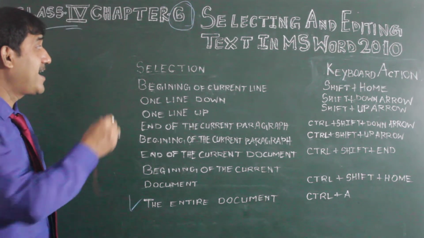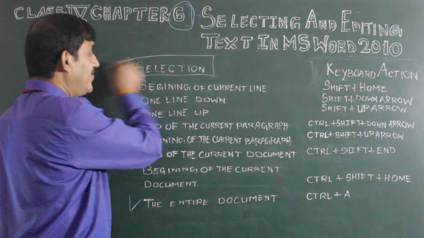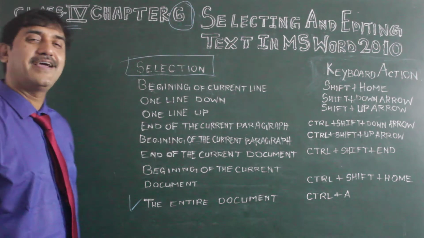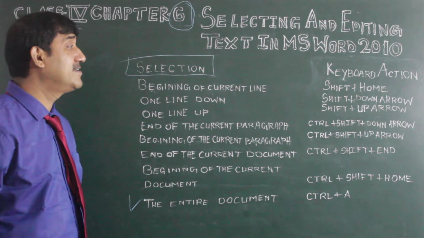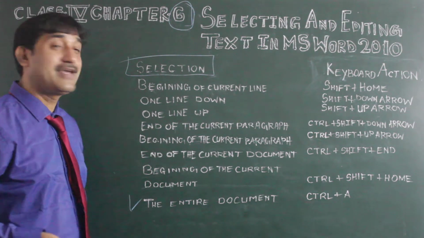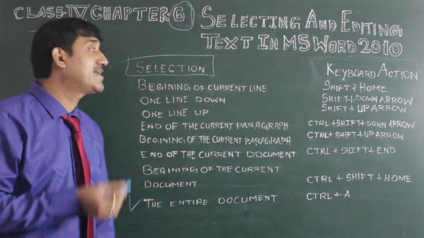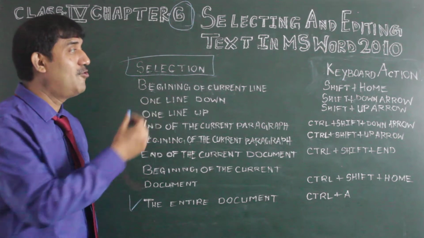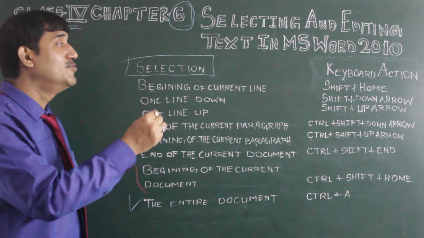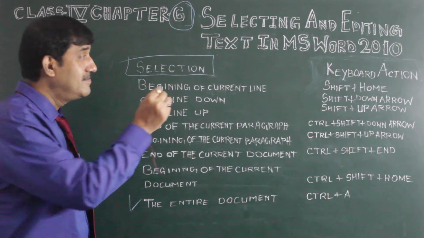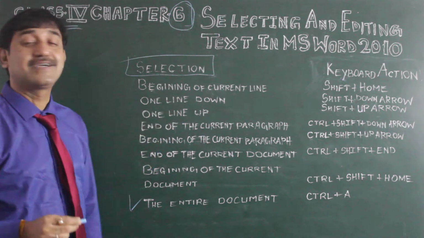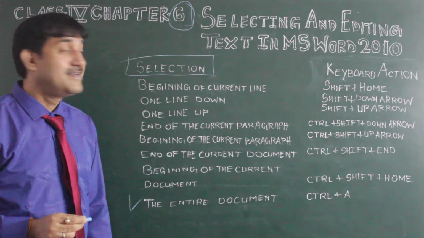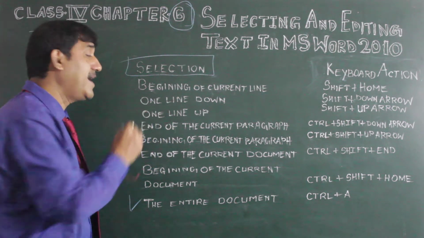Now I come to the easy ones. Beginning of the current line. So wherever the cursor is, if you want to select up to the beginning of the current line, what you do is Shift plus Home. There's a Home key. You use the Shift key and the Home key, so you select up to the beginning of the current line. Now I come to one line down.